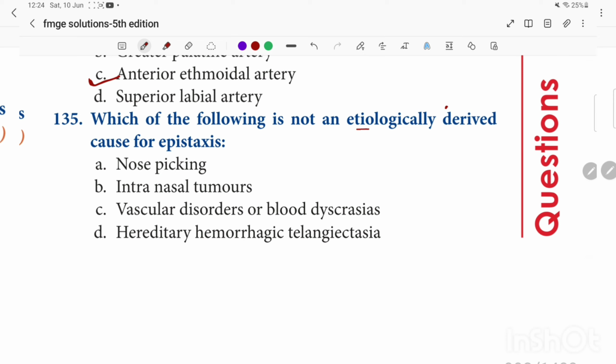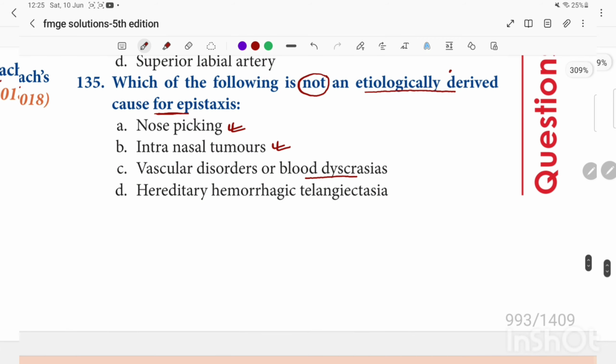Which of the following is not an etiological factor for causes of epistaxis? Nose picking is an etiological factor. Intranasal tumor is also an etiological factor. Vascular disorder and blood dyscrasias are etiological factors. So which one is not an etiological factor? Hereditary hemorrhagic telangiectasia is not an etiological cause for epistaxis. So the answer is D.